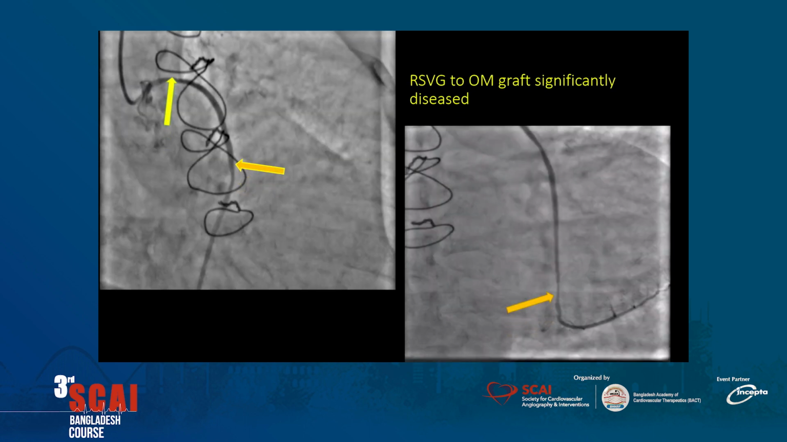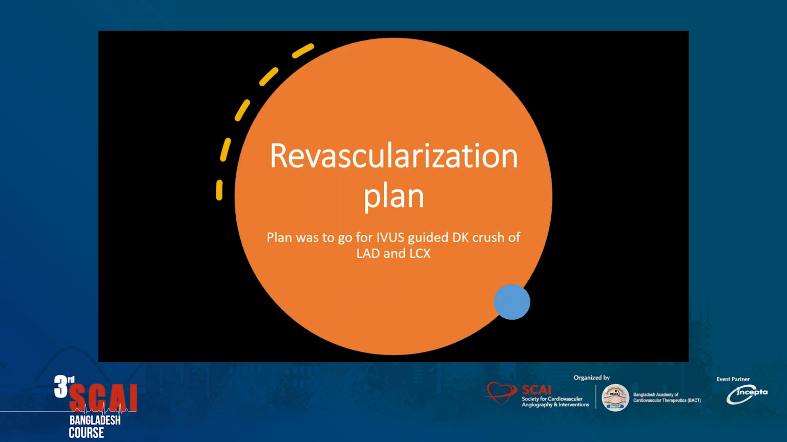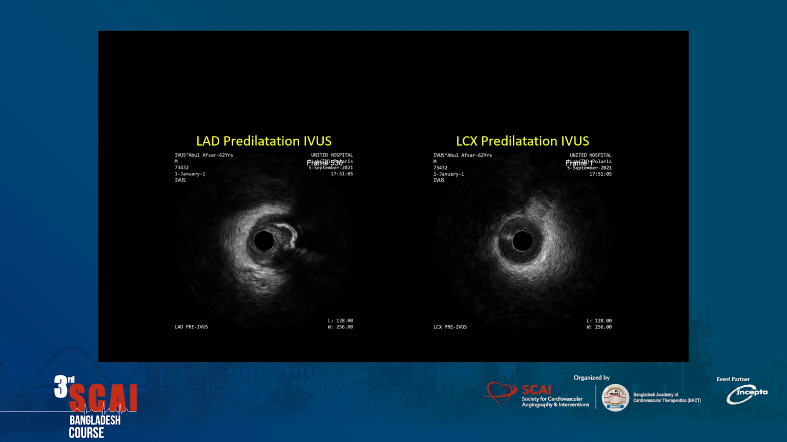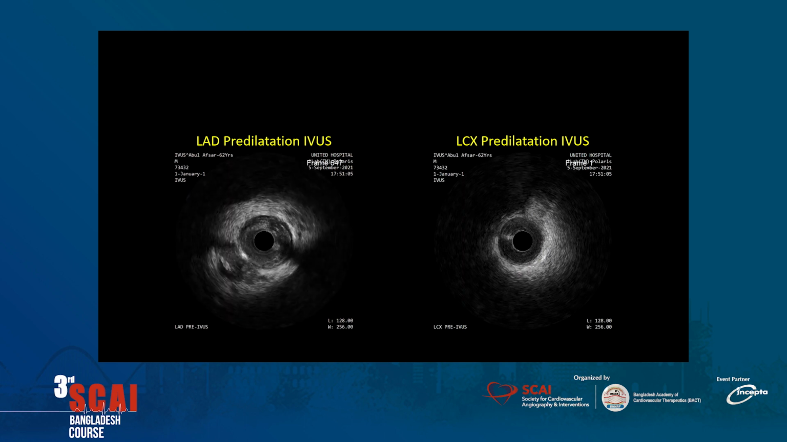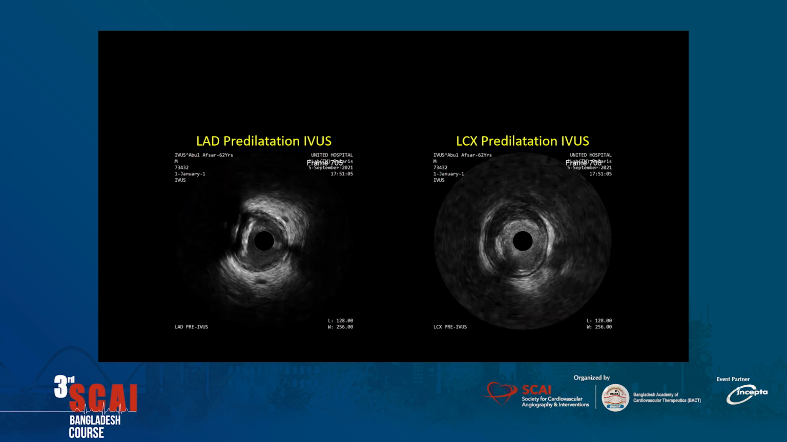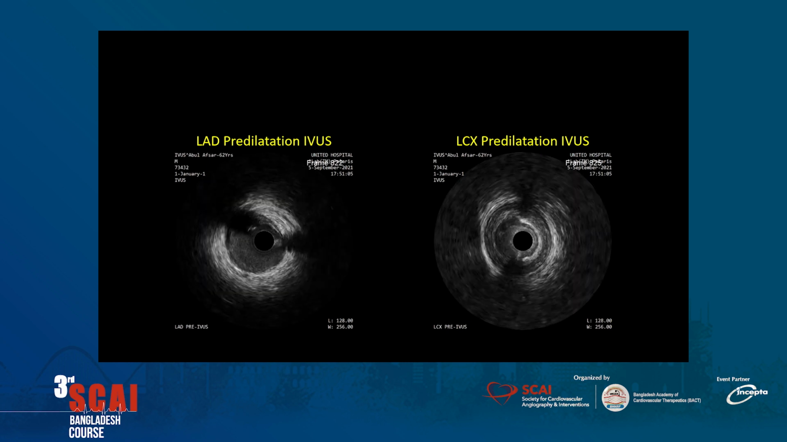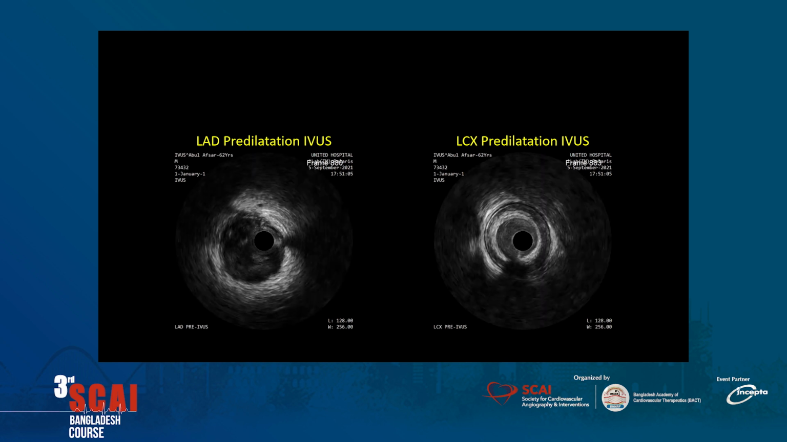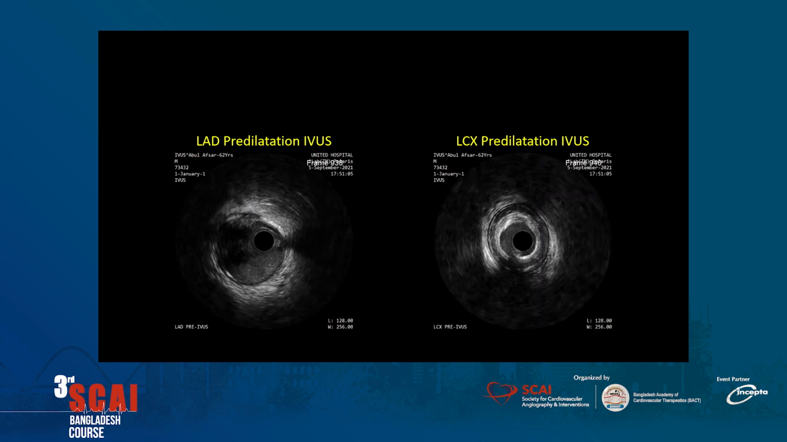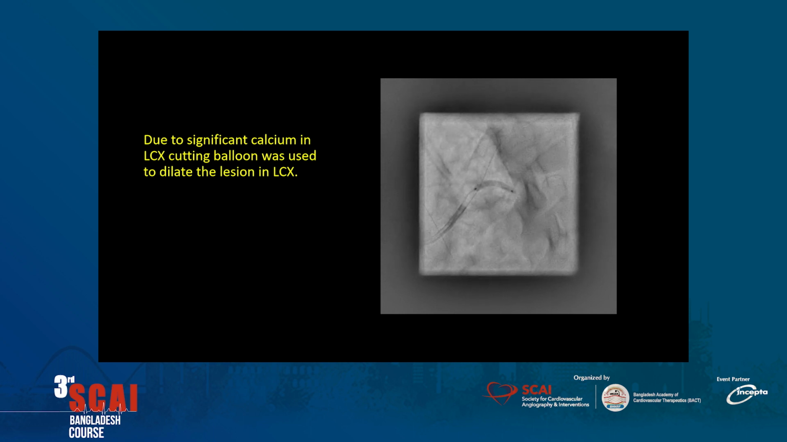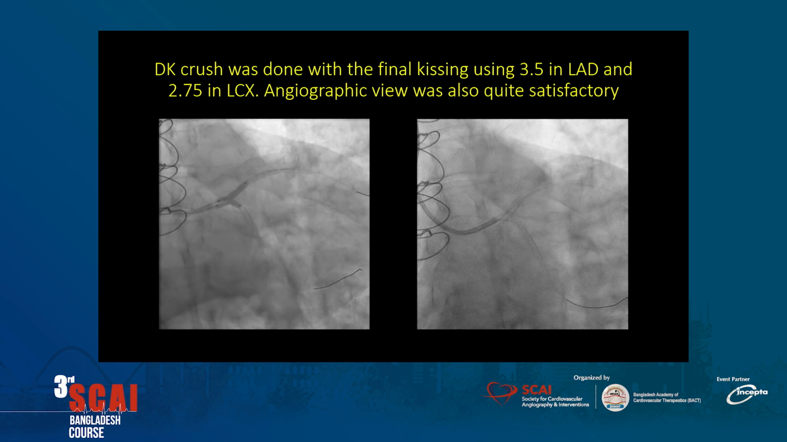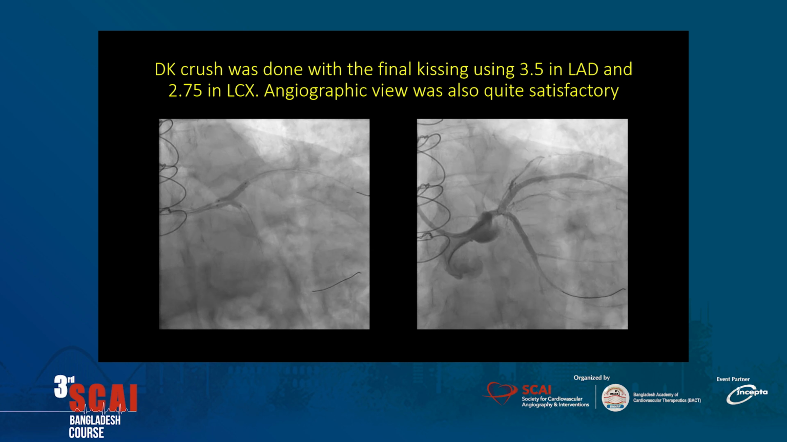So our RSVT to OM graft is diseased. We planned for DK crush for left main to LAD and SARC for this huge territory, and did IVUS in predilation. You can see the SARC ostium is calcified, but not more than 180 degrees, and also a fibrotic lesion is there. From that interpretation, we did cutting balloon of the SARC ostium, and then did the DK crush. And the result was satisfactory.